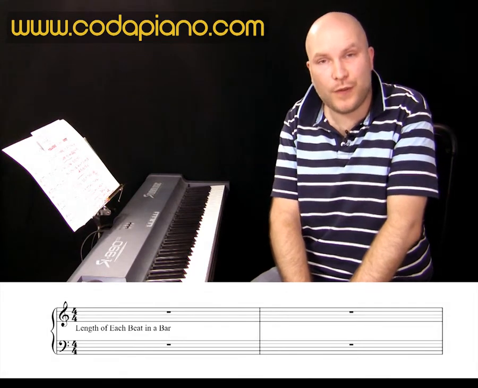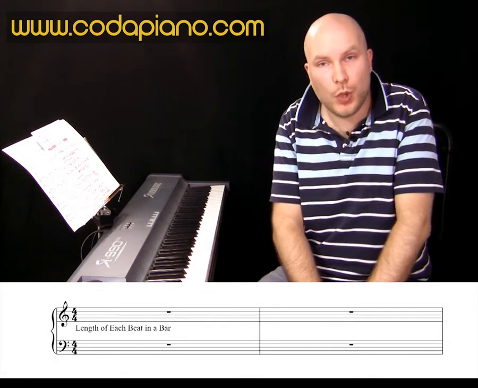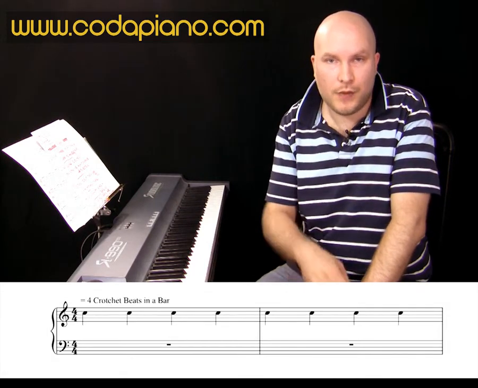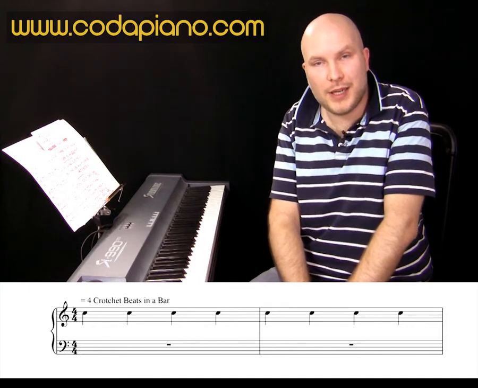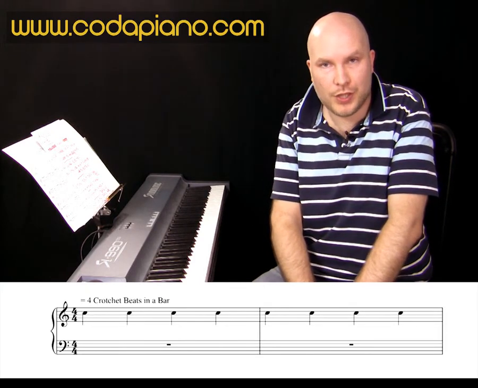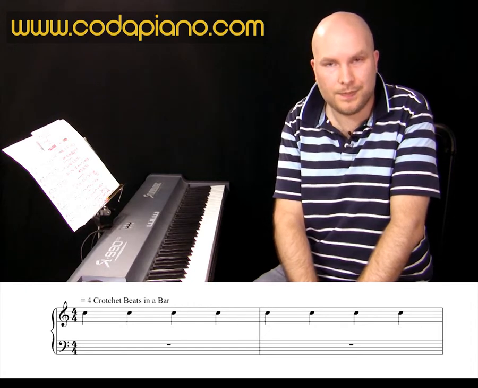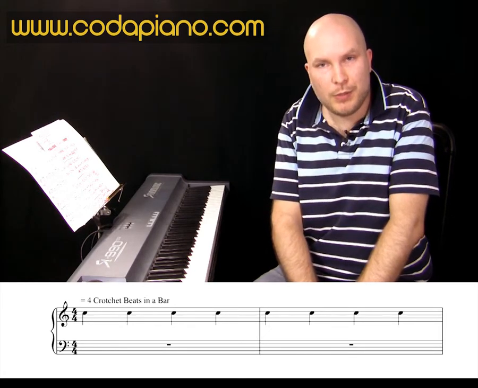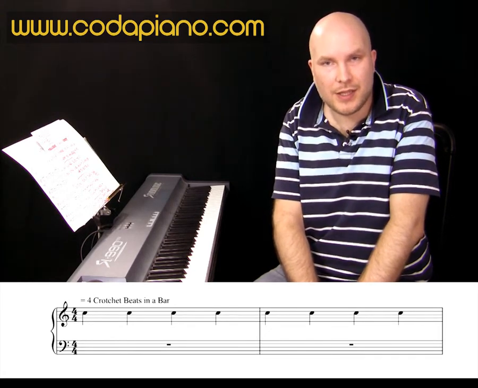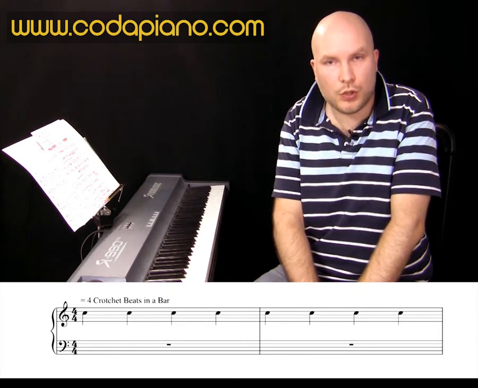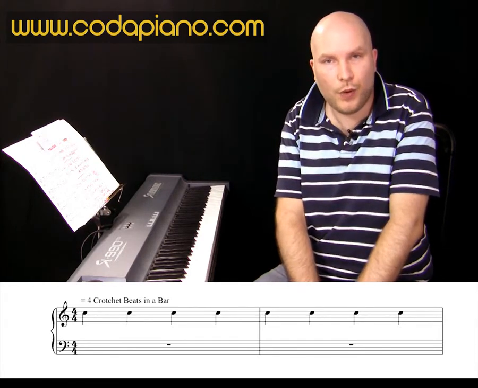If the bottom number is a 4, that means the word crotchets. If you watch the previous lesson on beginner note lengths, you'll have heard this word crotchet. A crotchet is a 1-beat note. So if the bottom number is a 4, it means that the beats in these bars are crotchets. It doesn't mean that there are 4 of them.